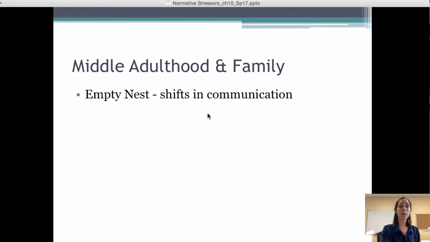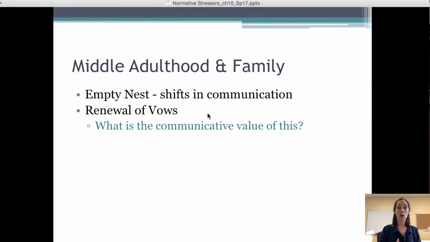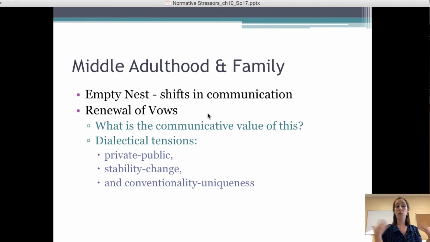Middle adulthood and family. We see an empty nest effect. There are shifts in communication for couples that are married and their children are gone. Some of them go the route of renewing vows. And the communicative value of that is it reminds you as a couple of who you are now and who you were. And you're showing that in this ritualistic way. It's a way to resolve dialectical tensions of private versus public life. I shouldn't say versus, it's a both and. Stability and change and conventionality and uniqueness.